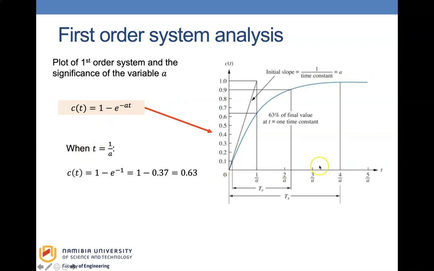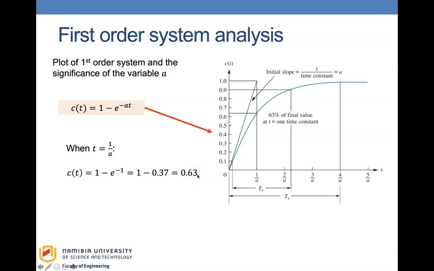When the time is 1 over a, what do we have? You put in here t equals 1 over a, so this cancels out. You will be left with 1 minus e raised to minus 1, which is equal to 1 minus 0.37, and this gives you 0.63.